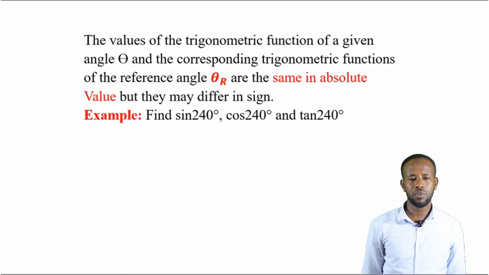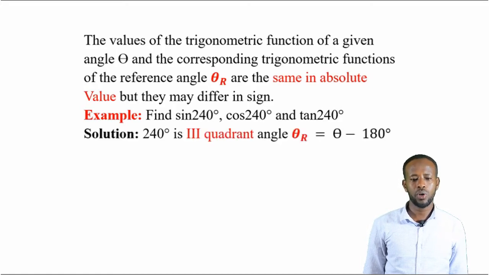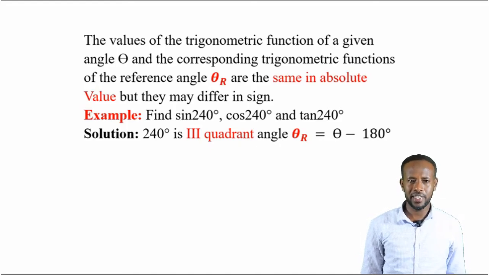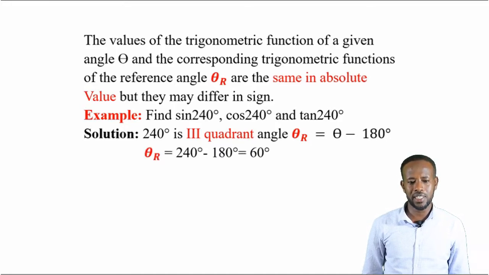Find sine 240 degree, cos of 240 degree, and tan of 240 degree. We will try to find this. Solution: 240 degree, the angle we are asked to find the trigonometric functions of, is in the third quadrant. So we find the reference angle, which is obtained by the angle we have, 240 degree minus 180 degree. So theta R is equal to 60 degree.